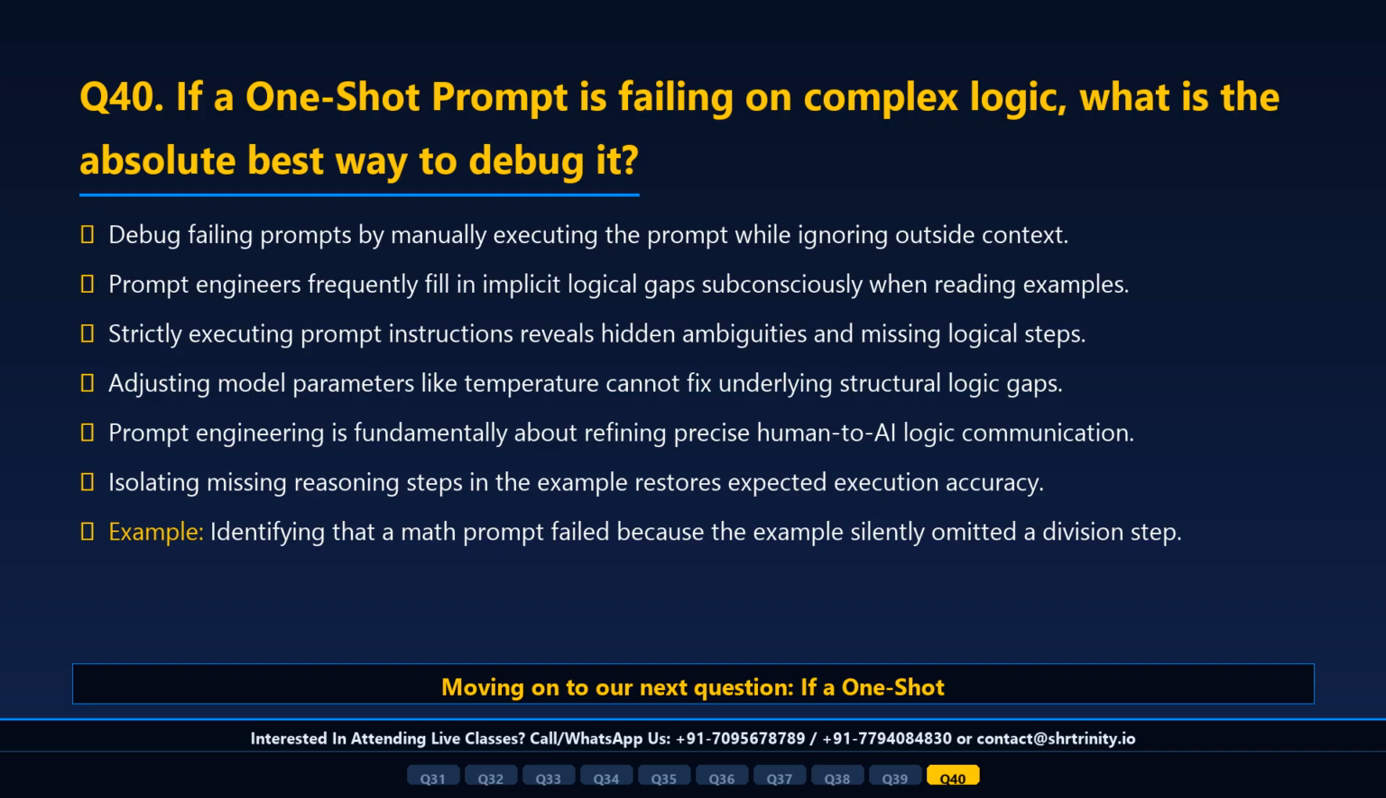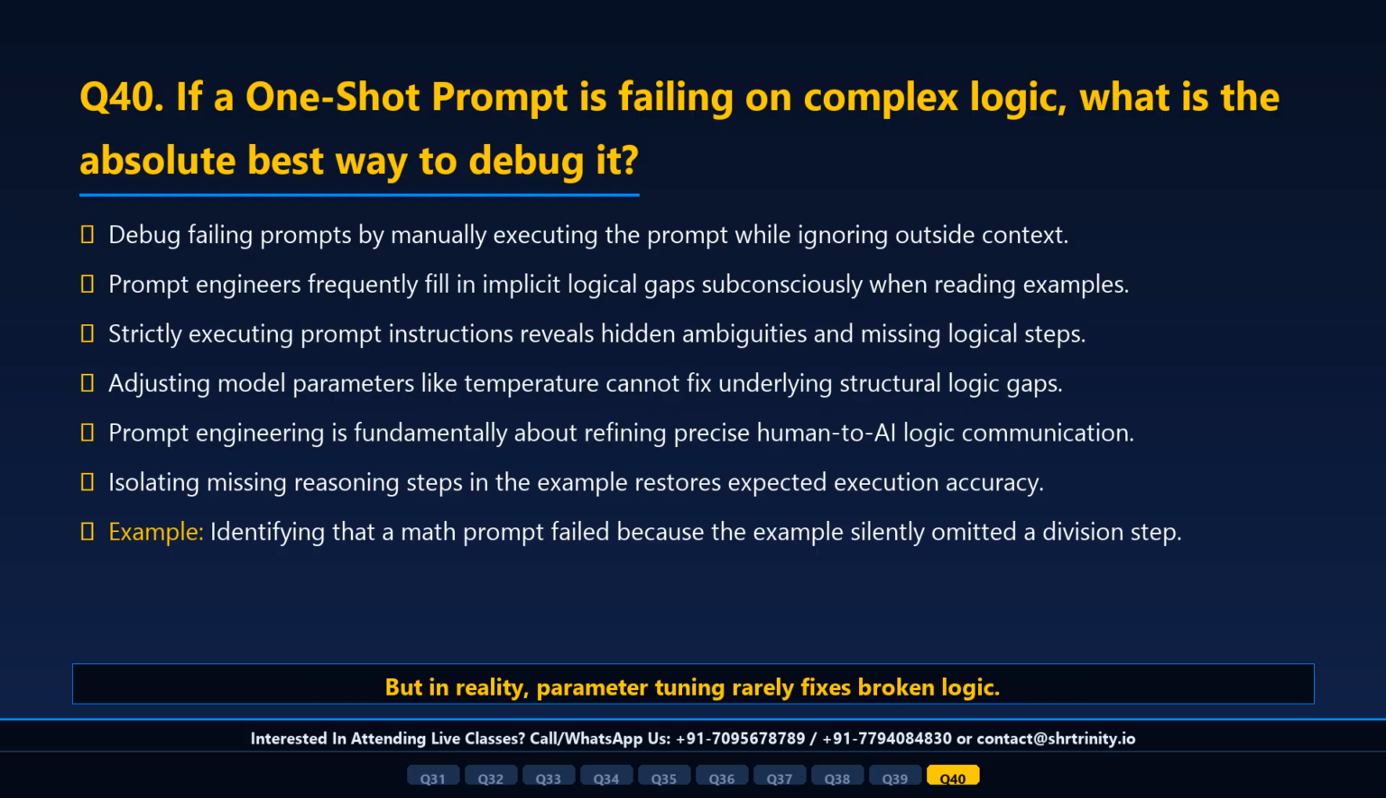Moving on to our next question: if a one-shot prompt is failing on complex logic, what is the absolute best way to debug it? Hello everyone. To conclude our module, let's talk about prompt debugging. When a one-shot prompt fails on complex logic, developers often start tweaking hyperparameters like temperature, top P, or system messages. But in reality, parameter tuning rarely fixes broken logic.